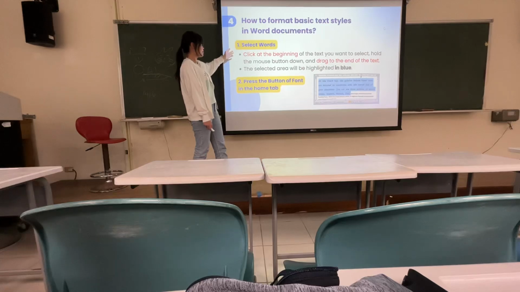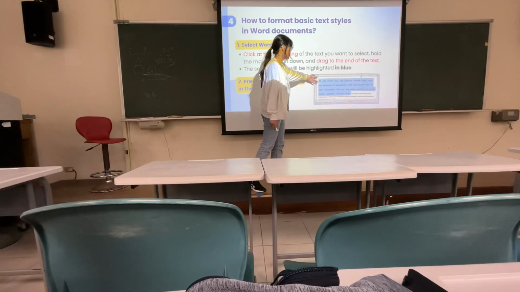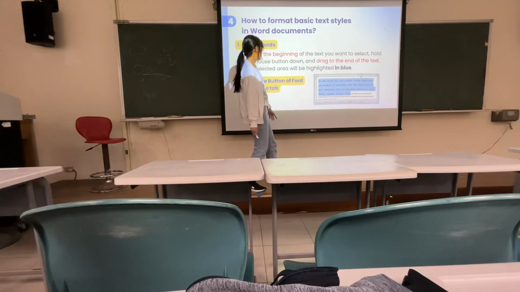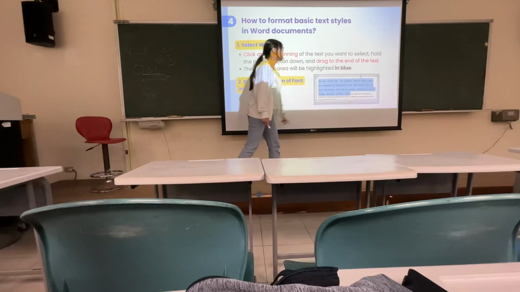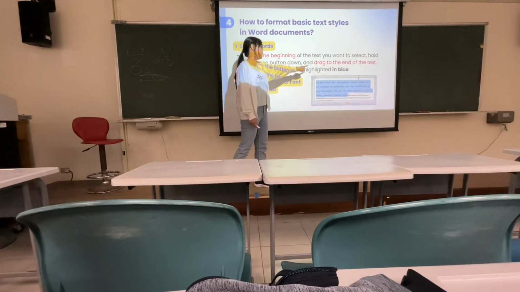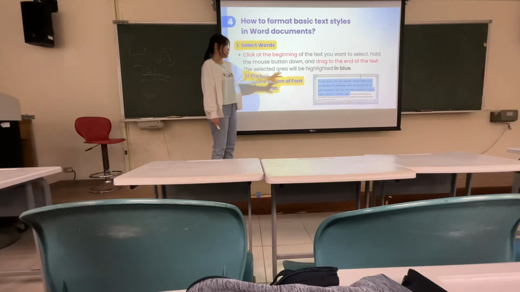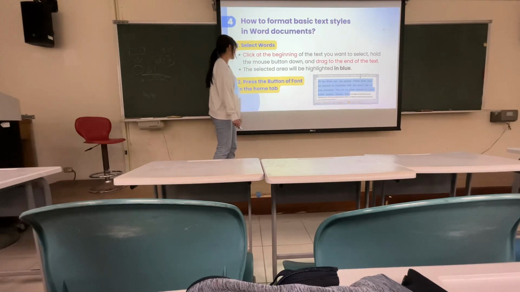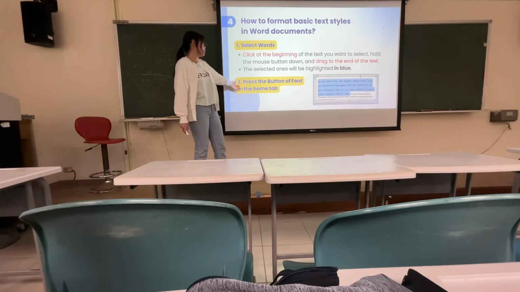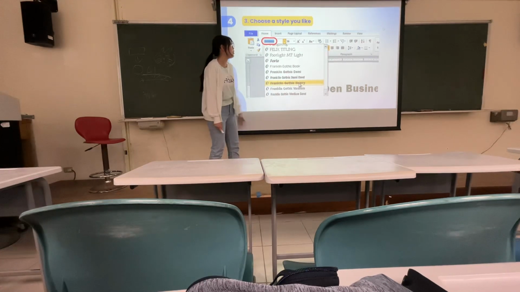So first, you have to select some words. For example, there are a lot of words here, and what you have to do is click at the beginning of the text where you want to select, hold your mouse button and drag to the end of the text like this. By doing so, these words will be highlighted in blue. Then press the font button in the Home tab, and you can choose any style of words that you want. So the style of the words will change.